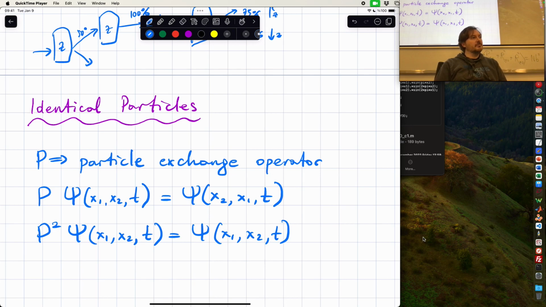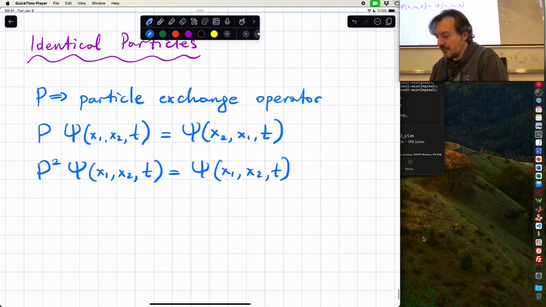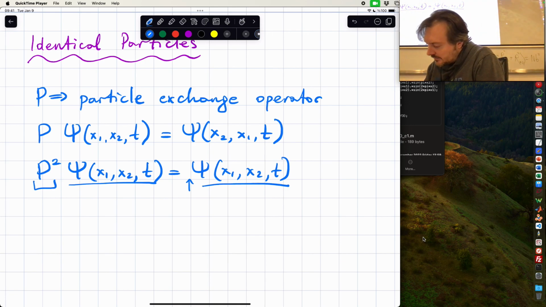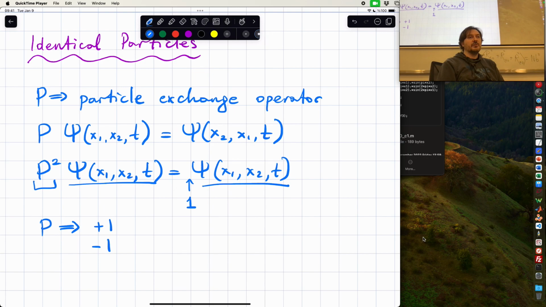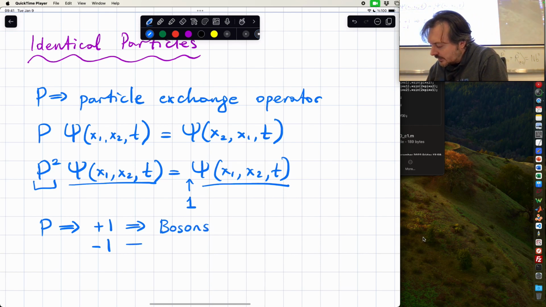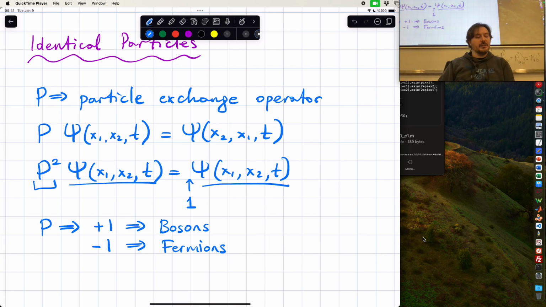So far, how are we doing? Good. It seems like this is an eigenvalue equation, operator times wave function, right? And then there is this value times the wave function. And it seems like this is 1, and p can take two values. It can be either plus 1 or minus 1, because p squared is 1. So far, are you with me? Yes? Turns out that these are fundamental things. If you have a pair of bosons, then it's plus 1. If you have a pair of fermions, you have minus 1. What does it mean?